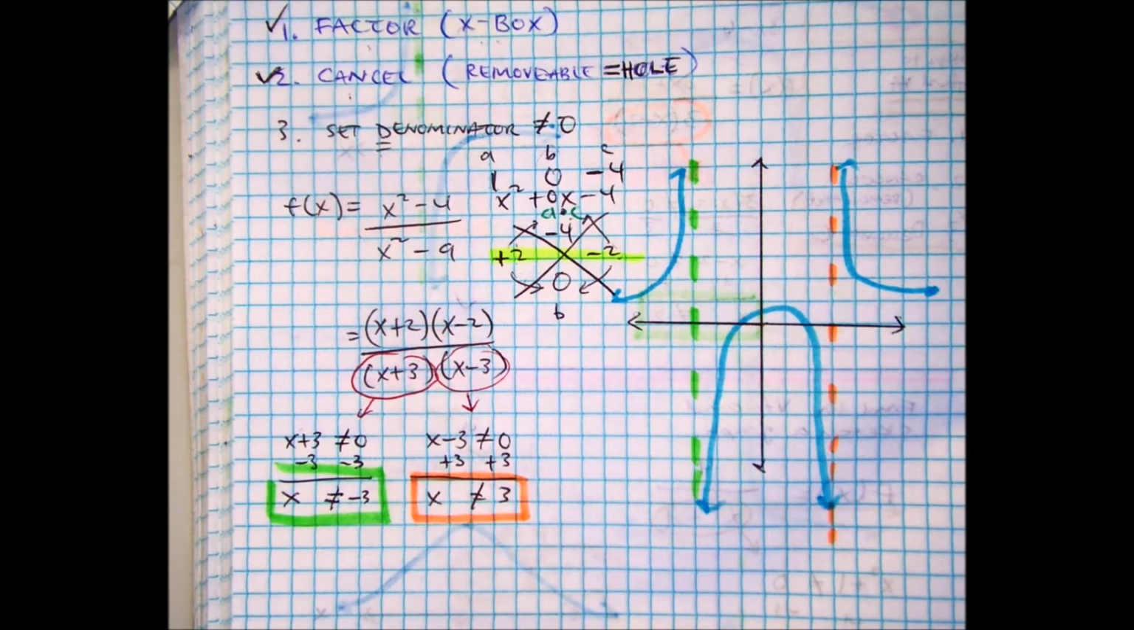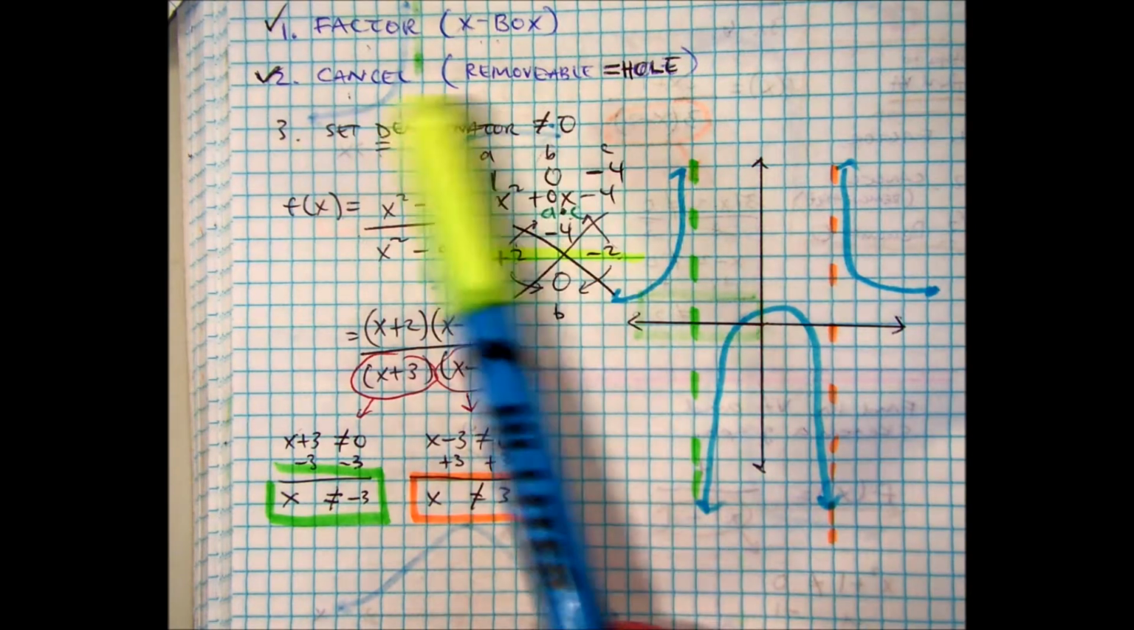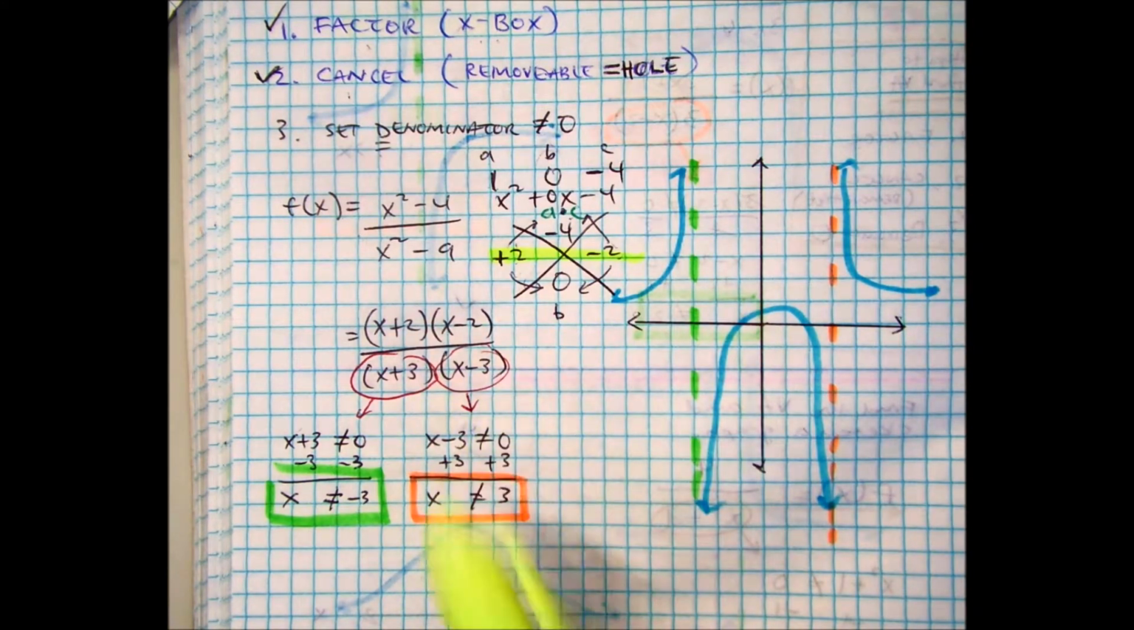So there you have it. We found our vertical asymptotes algebraically. Factor it. See if anything cancels. Set the denominator not equal to 0. Those two solutions are going to be our vertical asymptotes.